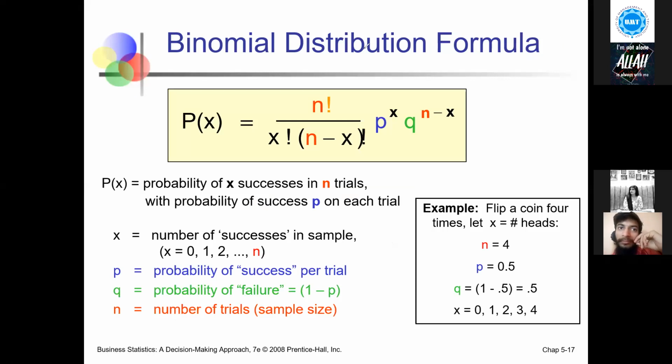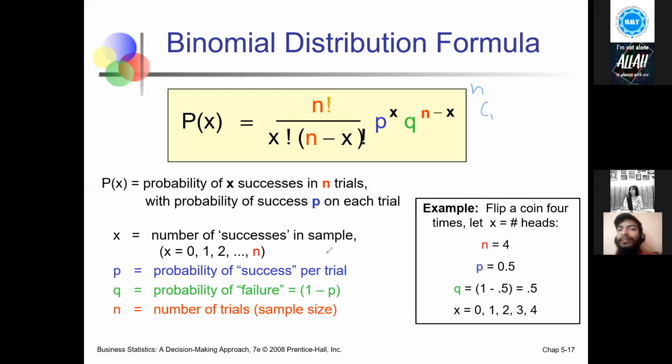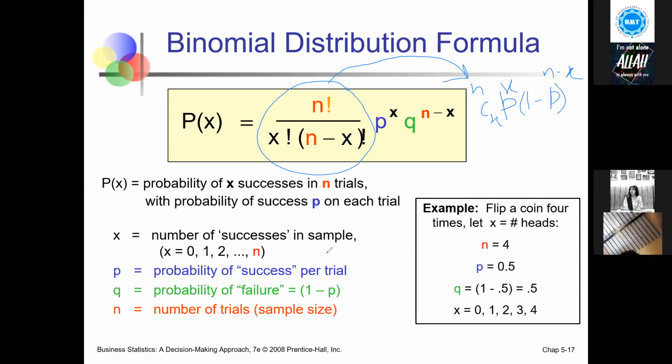The formula is the easiest formula that you can use for any question: nCx, p to the power x, and the next is (1 minus p) to the power n minus x. Everyone, you can write down this formula. This is the simplest and easiest formula you can use. If you have a paper or pen, you have to write down this formula. Now this is the simplest formula.